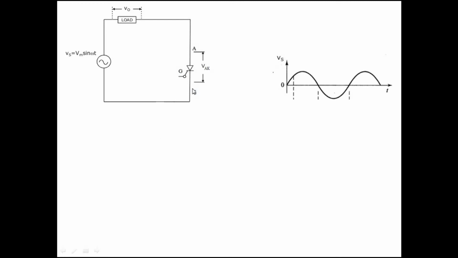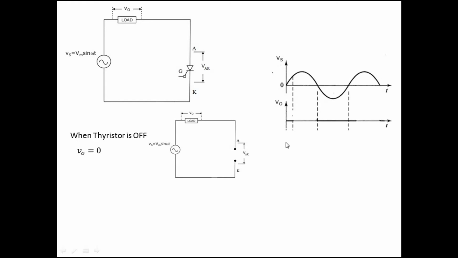When the thyristor is off, this is the equivalent circuit. It is an open circuit, which means no current is flowing through it, and this point is not connected here. So the load voltage is 0. The output voltage will be 0 when the thyristor is off.